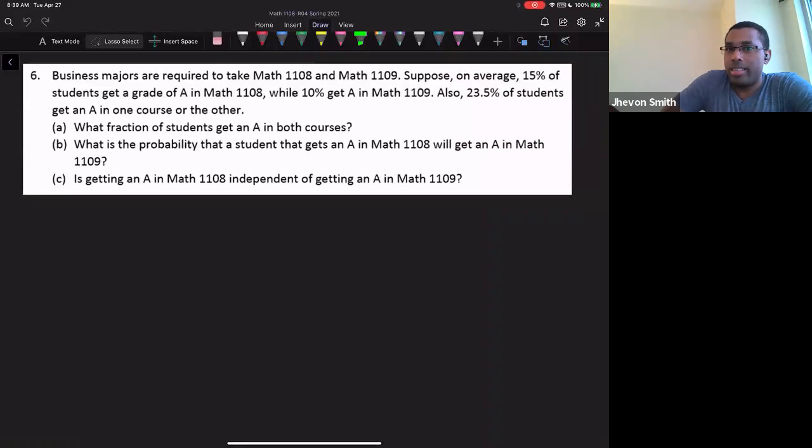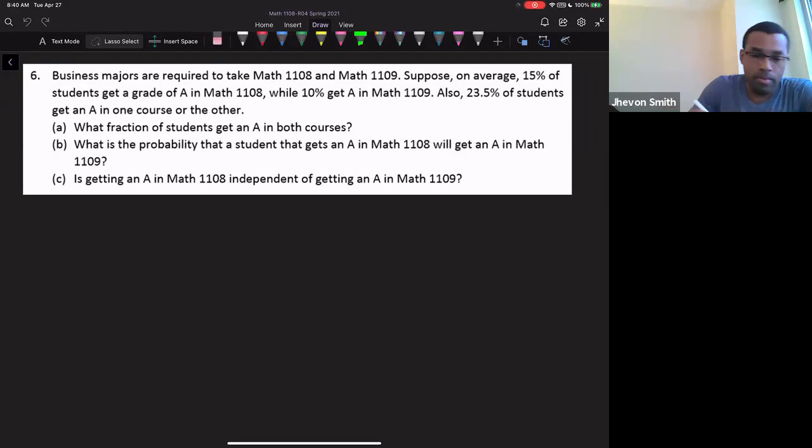Business majors, you're required to take Math 1108 and Math 1109. Math 1108 is what you're currently doing. 1109 is the calculus for business majors. But suppose on average, 15% of students get A's in Math 1108, just a made up number, don't panic, while 10% get an A in 1109. And suppose we also know from statistics, which we'll talk about, that 23.5% of students get an A in one course or the other. So let's say you know this information.